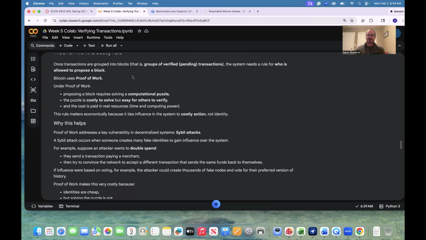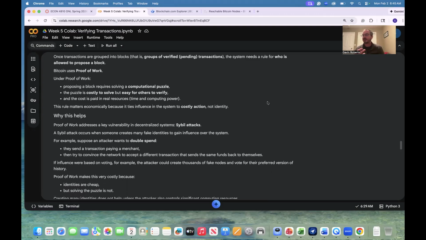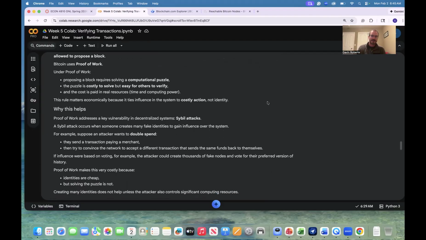So once transactions are grouped into blocks, that is groups of verified pending transactions, where the digital signatures have been verified, now we're going to package them together into a block. The system needs a rule for who is allowed to propose the next block on the system. And we don't want this to be a central authority. So who's going to do it?